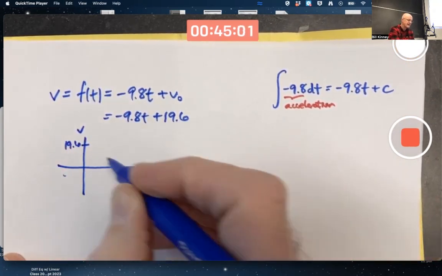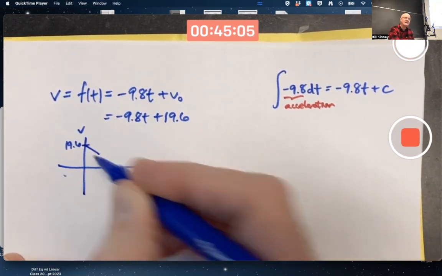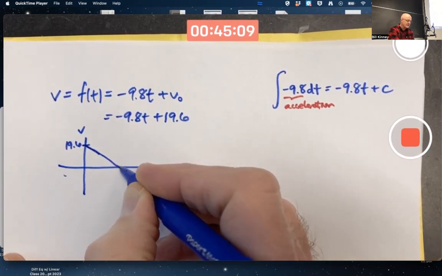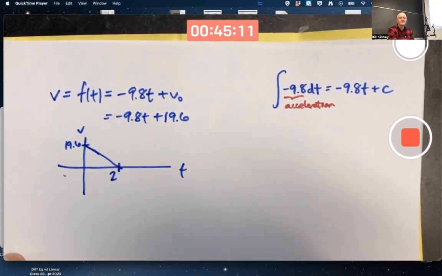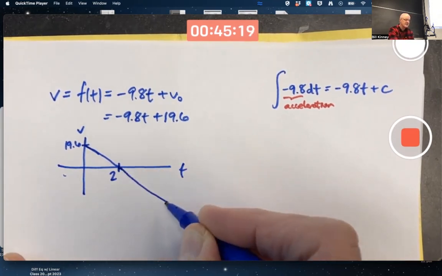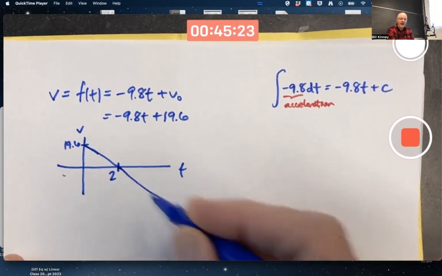It's a positive velocity. But then the velocity is a decreasing function. The slope here is negative 9.8. The t-intercept of this is going to be 2, right? Negative 9.8 times 2 is negative 19.6. Negative 19.6 plus positive 19.6 is going to be 0. And then the graph would keep going down.